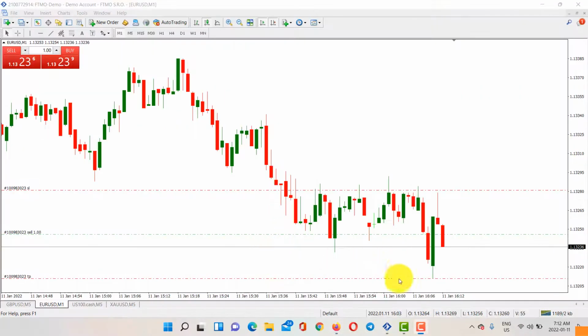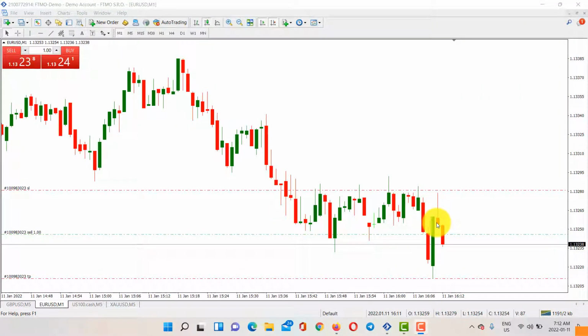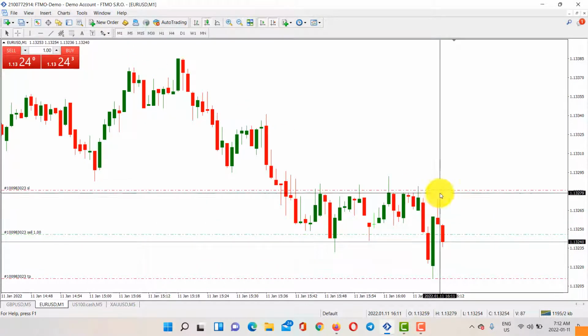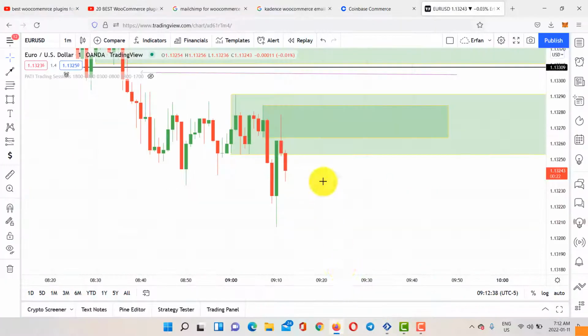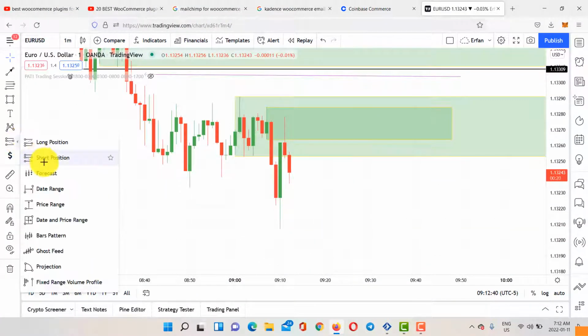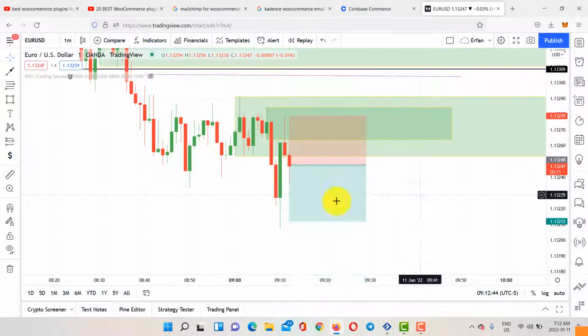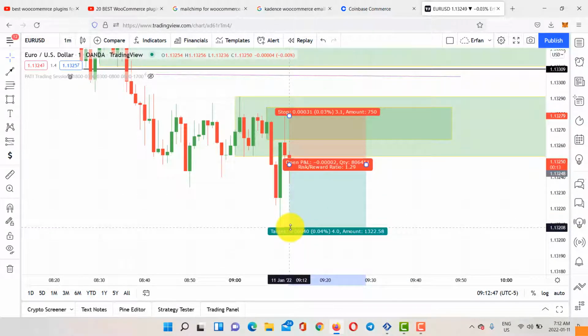However, I think I can get it right here. Okay, I just took my trade here because it was a very, very good momentum in 1 minute. I'm going to put my stop loss here, my TP here. Let's see how it's going to work out. If I get stopped out, I get stopped out.